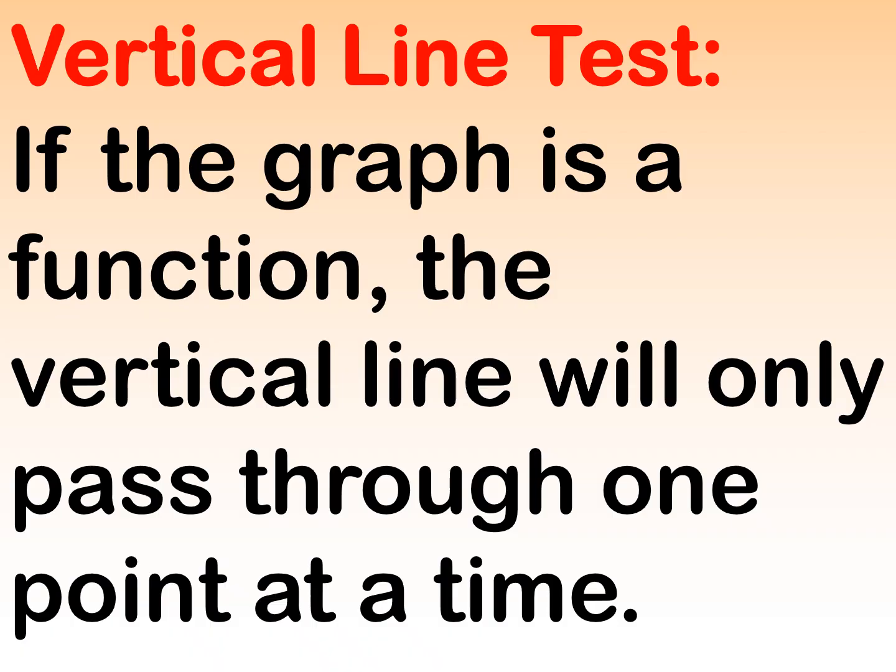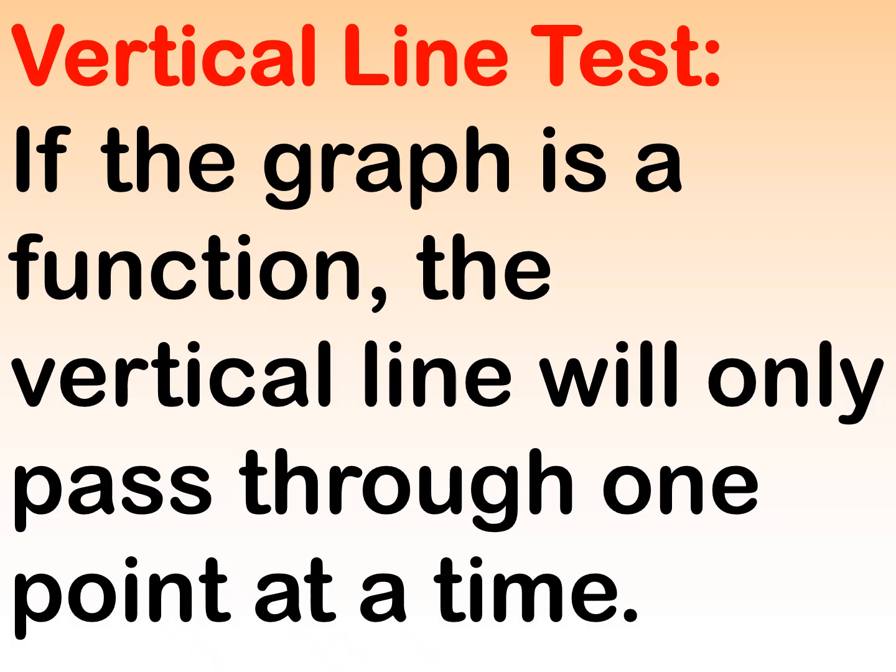So the vertical line test is what we actually use to determine whether a graph is a function or not. If the graph is a function, the vertical line will only pass through 1 point at a time. So thinking about the examples that we saw on that previous slide, the graph on the left was a function because if you take a vertical line and move it across that graph, which is the curvy part, it'll never hit more than once. You can use your pencil as your vertical line there.